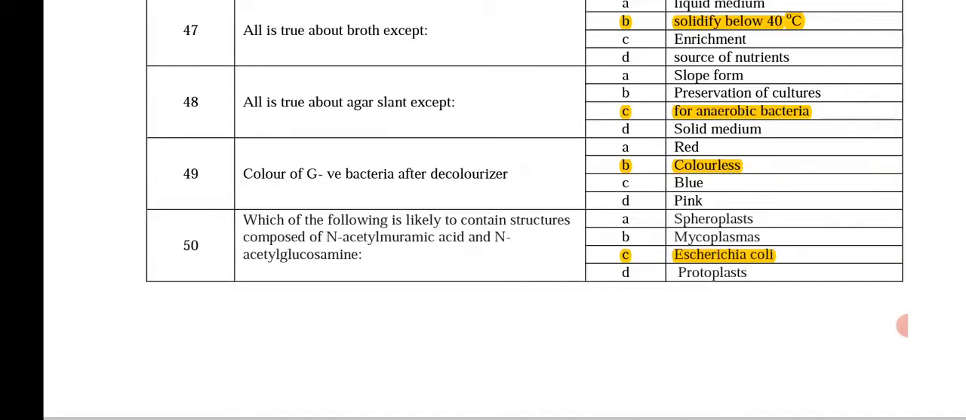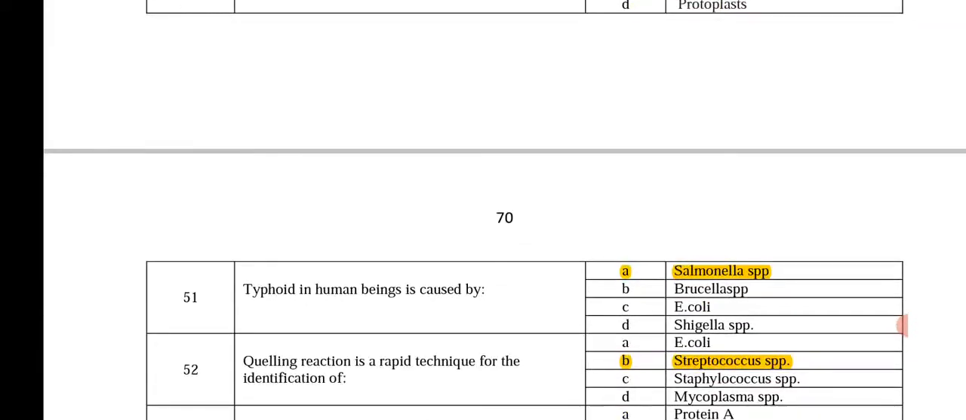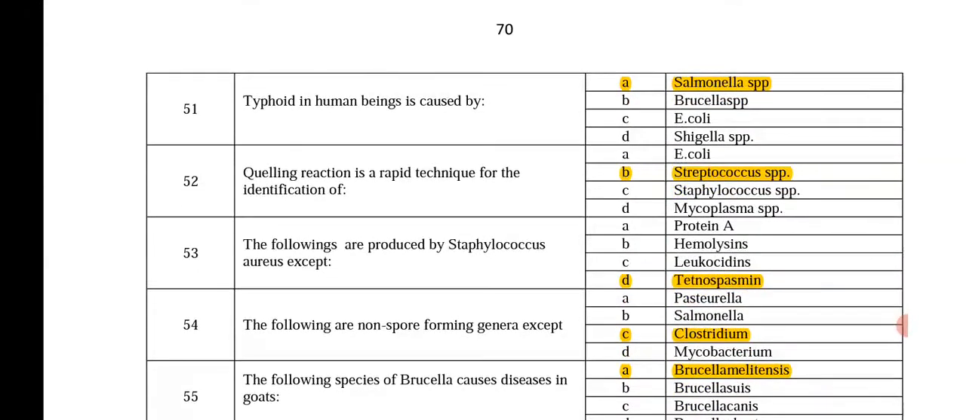Which of the following is likely to contain structures composed of N-acetyl muramic acid and N-acetyl glucosamine? E. coli. Typhoid in human beings is caused by Salmonella species. Quelling reaction is a rapid technique for identification of Streptococcus species. The following are produced by Staphylococcus aureus except Tetanospasmin.